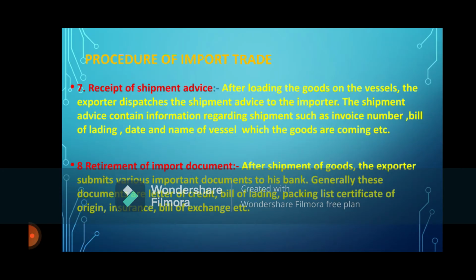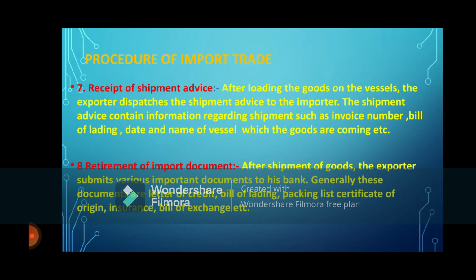Seventh step in import trade is receipt of shipment advice. After loading the goods on the vessel, the exporter dispatches the shipment advice to the importer. The shipment advice contains information regarding the shipment such as invoice number, bill of lading, date and name of the vessel by which the goods are coming.